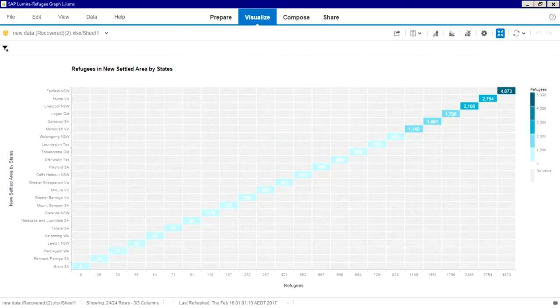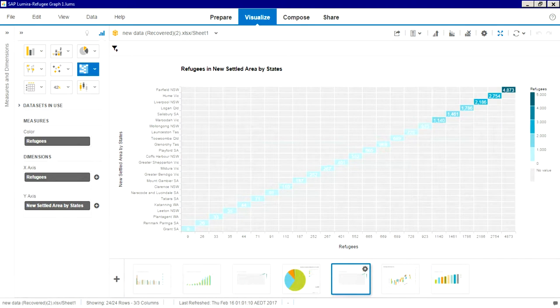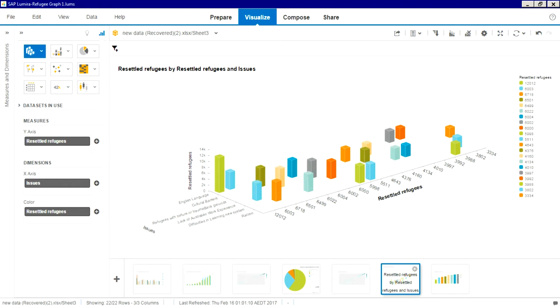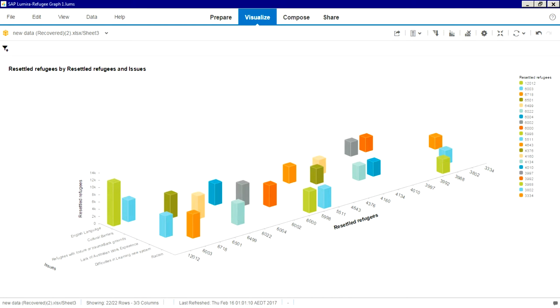And now I will show you another graph which shows the issues refugees face when they settle in different areas of Australia. As you can see, the most common issue faced by refugees is the English language. About 12,000 refugees said English is a big hurdle and very tough to improve. If they don't have English, they cannot do anything. They can't go outside and they can't talk to people.